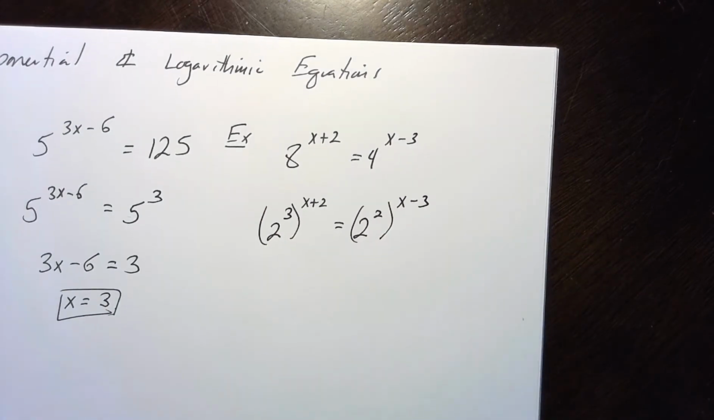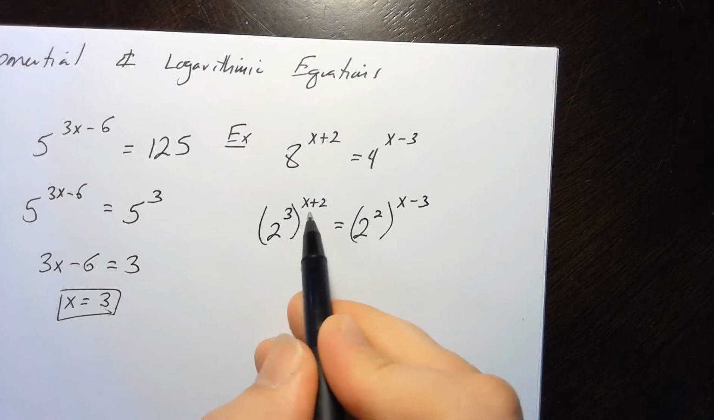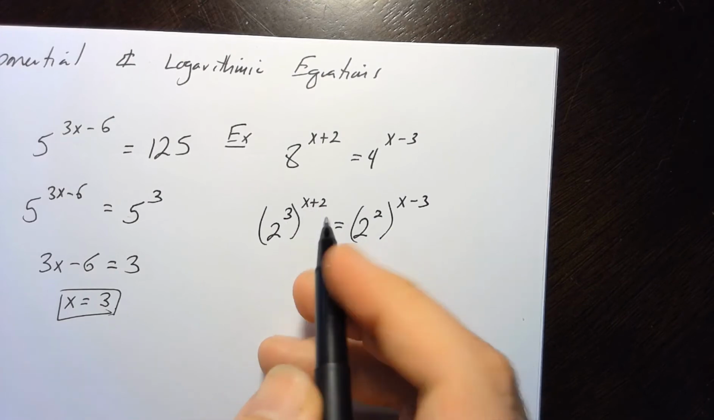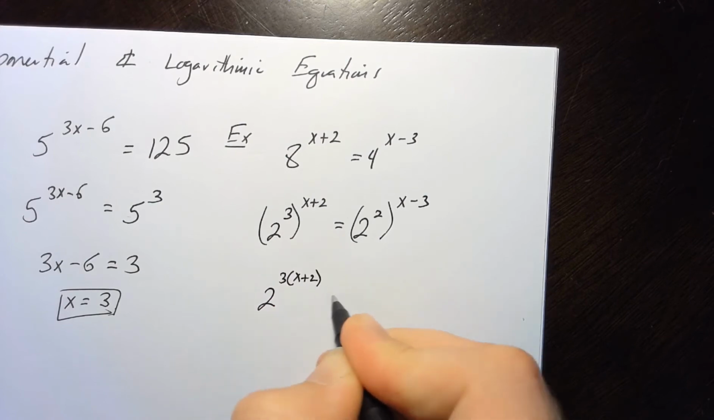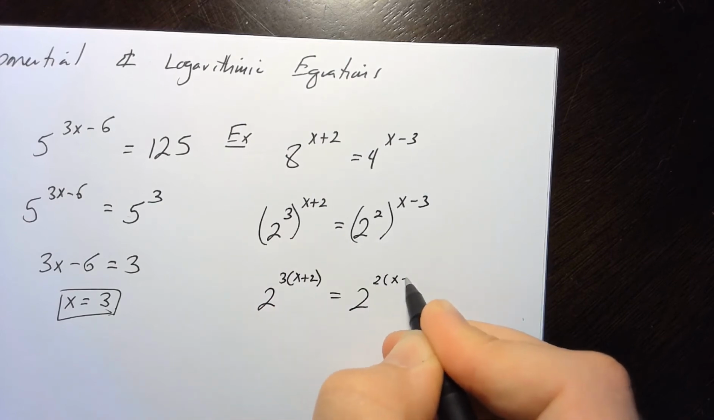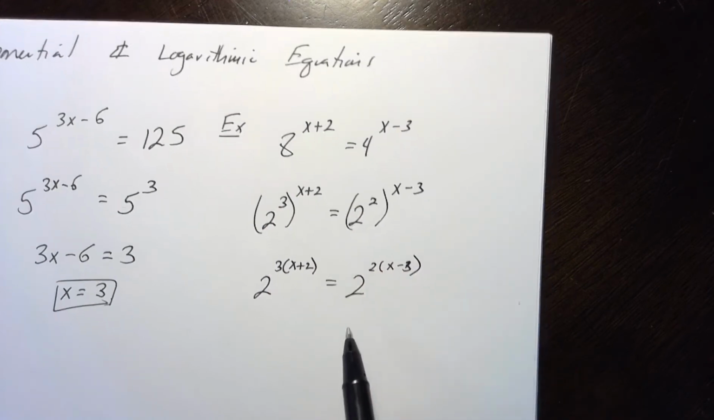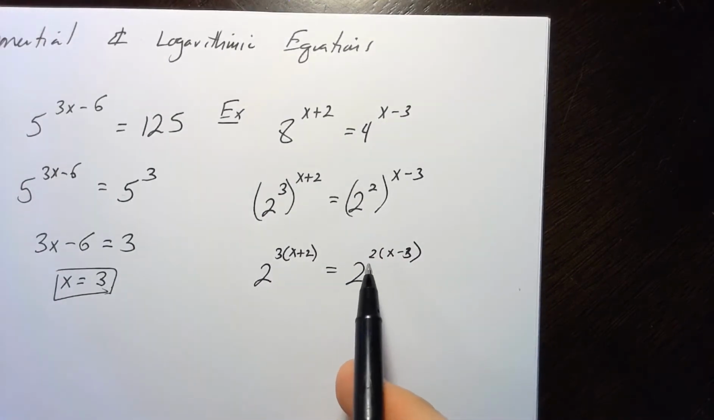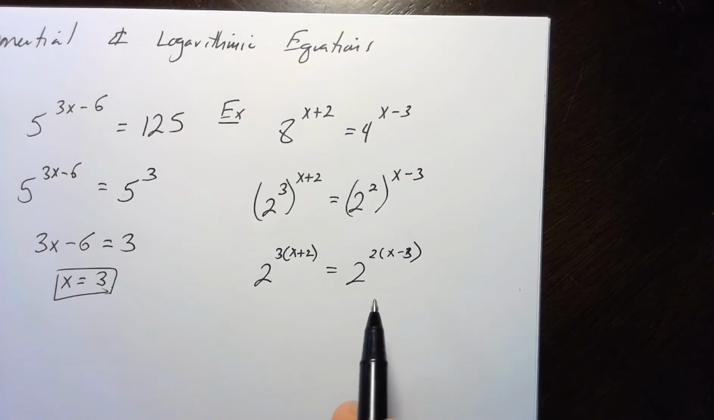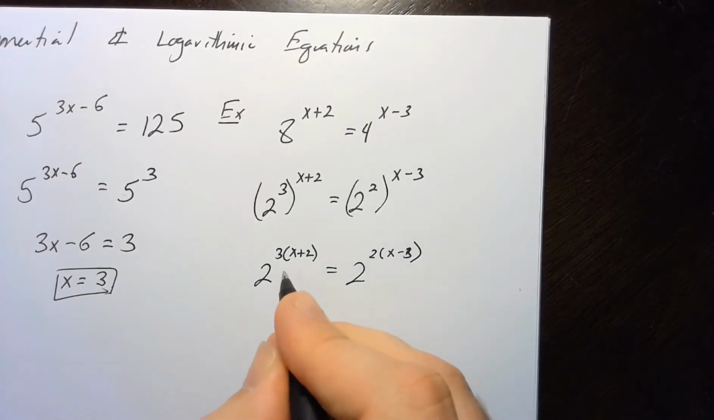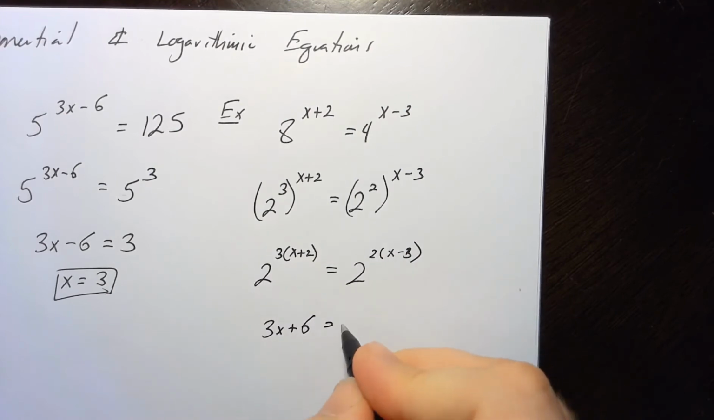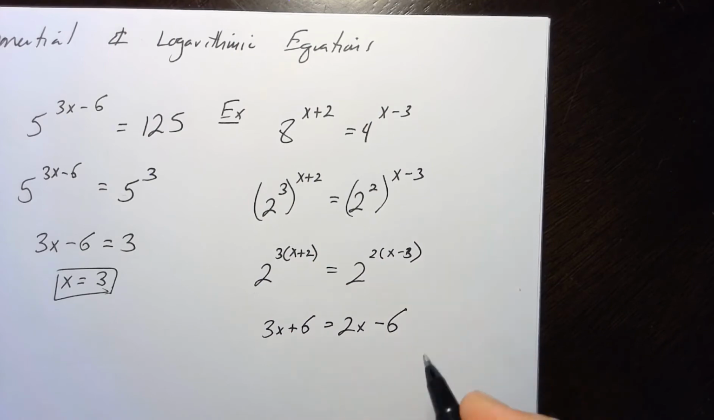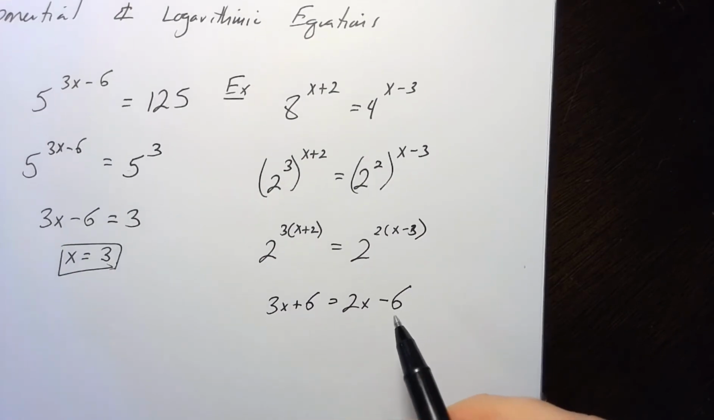Now with this done, we can manipulate the exponents. Power to a power, we multiply those exponents. So it's going to be 2 to the power of 3 times x plus 2 equals 2 to the power of 2 times x minus 3. In which case, with those two exponents being manipulated such that the bases are the same, we can again drop the base and set the exponents simply equal to each other. If I simplify this, I'm going to get 3x plus 6 equals 2x minus 6. And trying to solve this will simply be solving a linear equation.